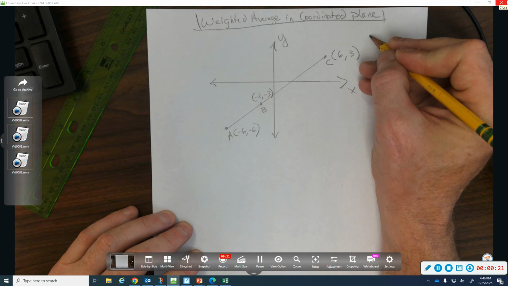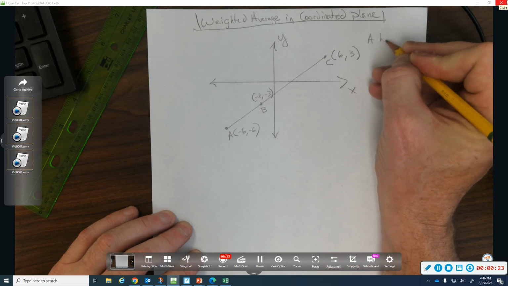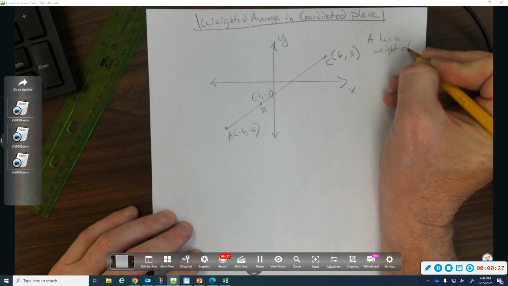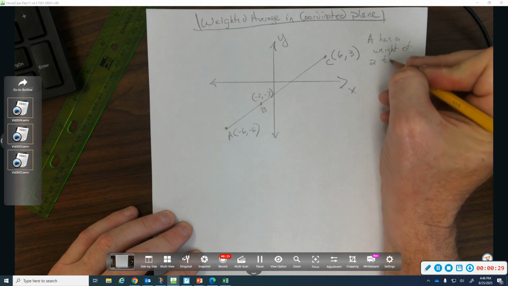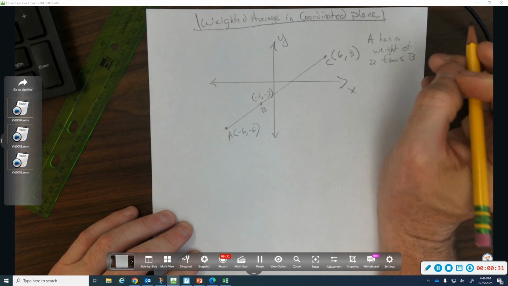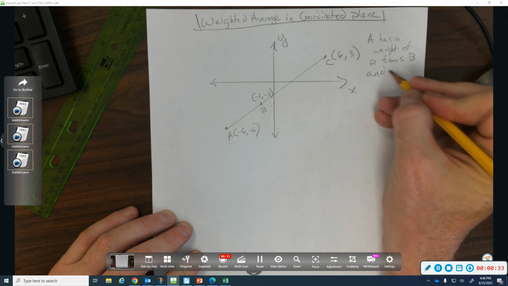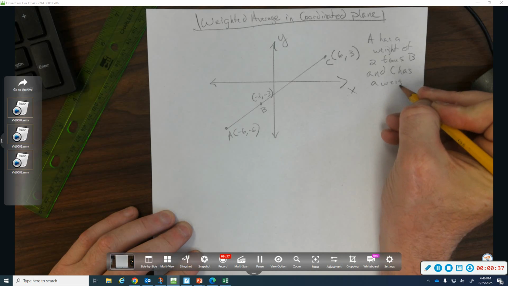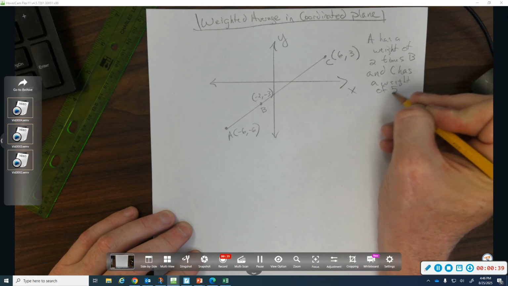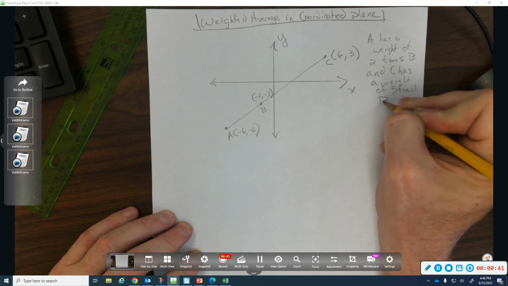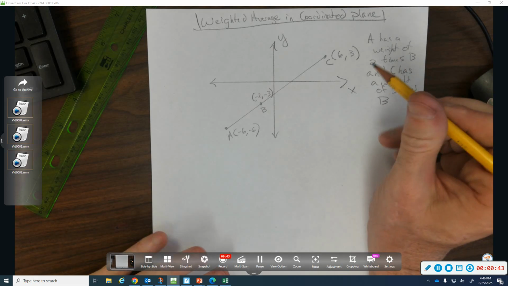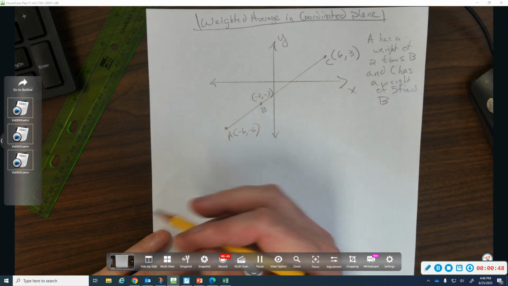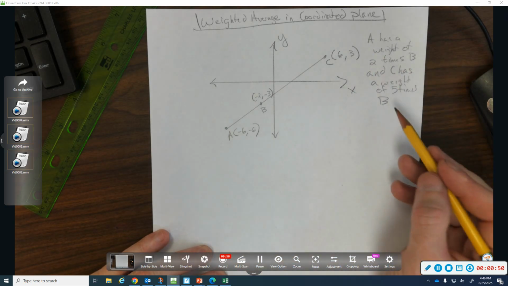that A has a weight of 2 times B, okay? And C has a weight of 5 times B, right? So that means when I go to the value of A, B, and C, I can figure out what the weight I should apply is.